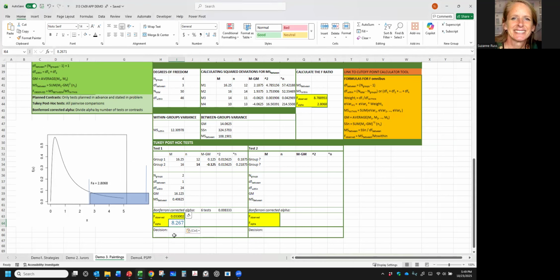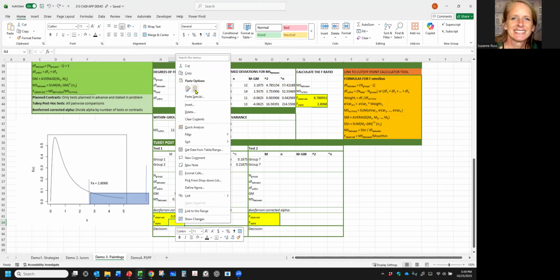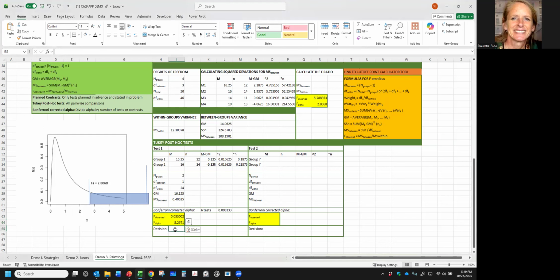Okay. You know, I like to keep my formatting. Let's do it that way. And our decision is going to have to be to fail to reject. This is a non-significant result.